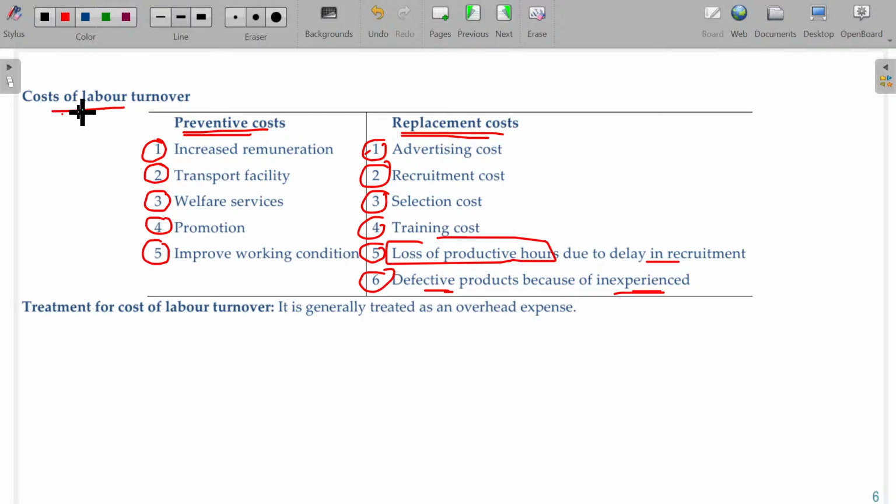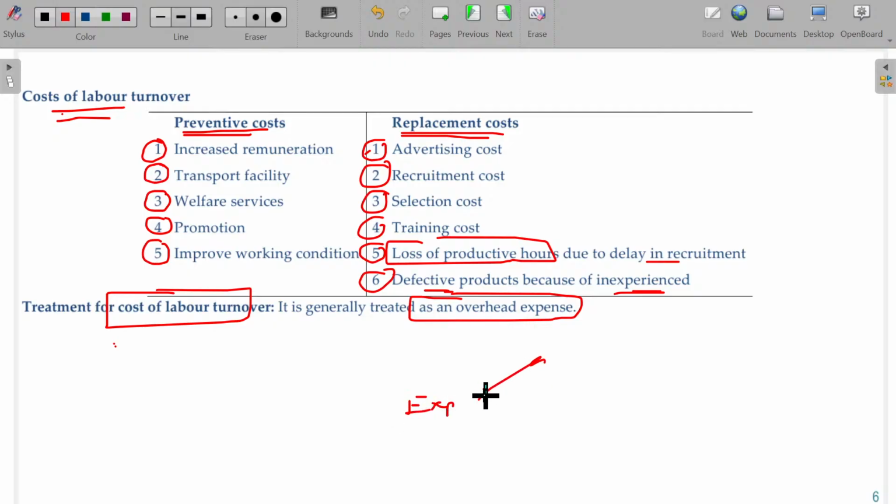Now, how can we treat this cost of labor turnover, sir? The cost of labor turnover is usually treated as an overhead expense. The expenses can be probably direct, and another one is indirect. Usually, direct will be falling under what? Prime cost, and this indirect will be overhead.